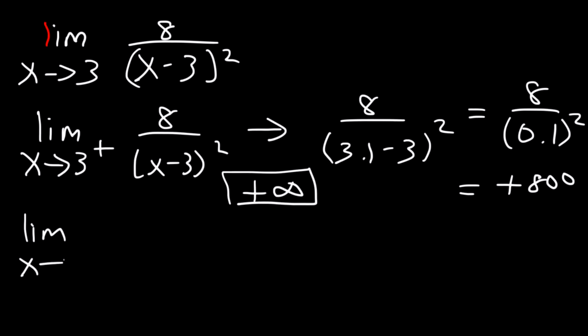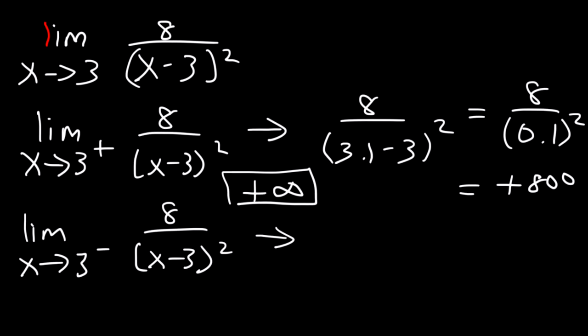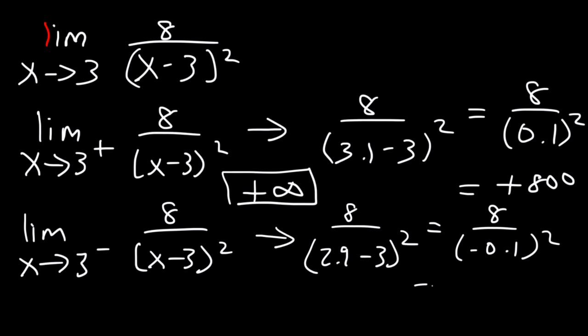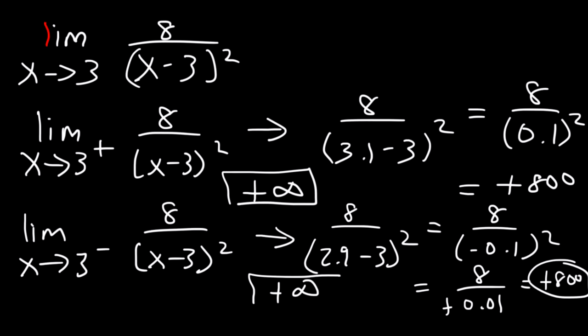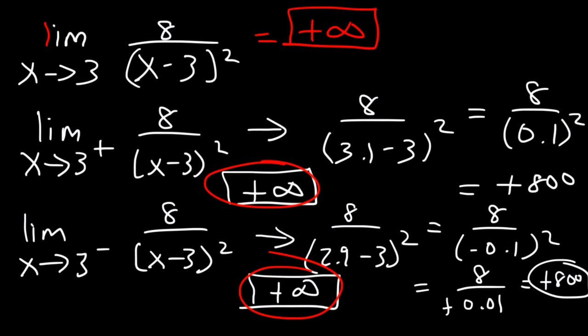On the left side, if we plug in a number that's, let's say, less than 3, like 2.9, 2.9 minus 3 is negative 0.1. But when you square negative 0.1, you're going to get positive 0.01. So you're going to get the same value, positive 800. So therefore, these two limits, they match. So the limit as x approaches 3 from either side approaches positive infinity due to the square. Everything is going to be positive.